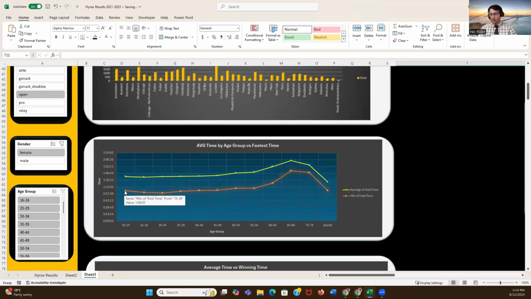So if I'm looking here, we've got an hour and four for 16 to 24, and then an hour and 34. So these gaps here are quite significantly bigger as you start to include the whole world. So even if you do an average time here in Australia, your time might be better than average when we look at a global scale of who's doing Hyrox.